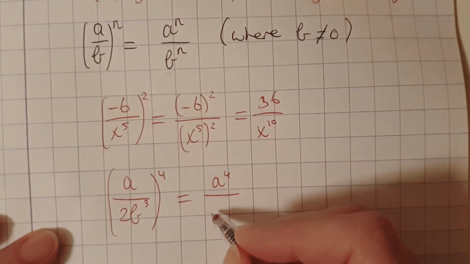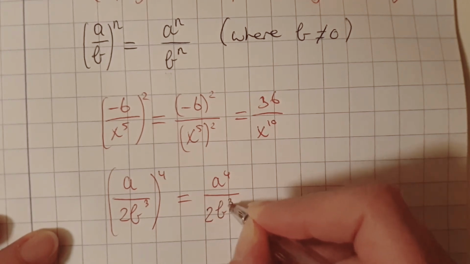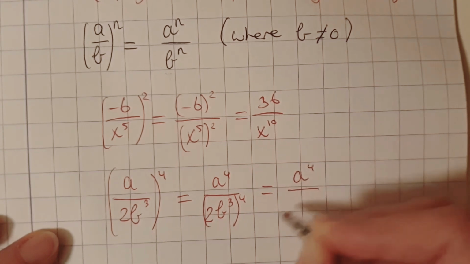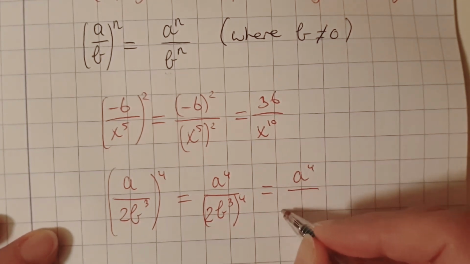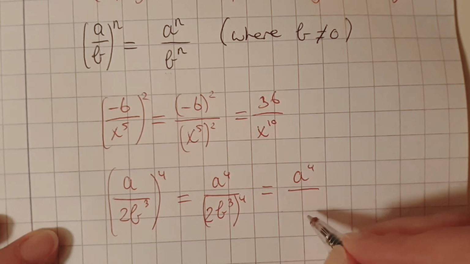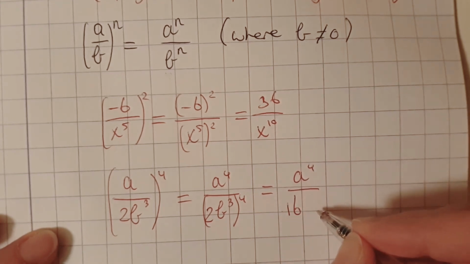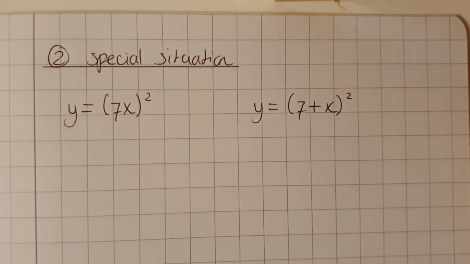And then this one is (2b to the power of 3) to the power of 4. Now I'm going to work this one out. So that's 2 to the power of 4. You can do a step in between here, but I want to do it immediately. So that's 2 times 2 times 2 times 2, and that is 16. b to the power of 3 to the power of 4 is b to the power of 12.